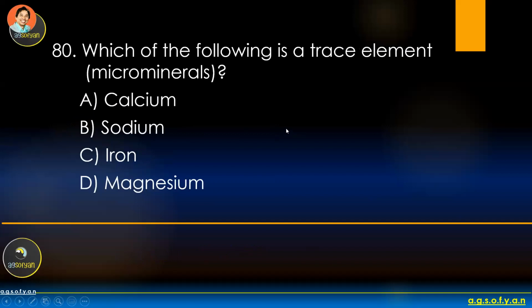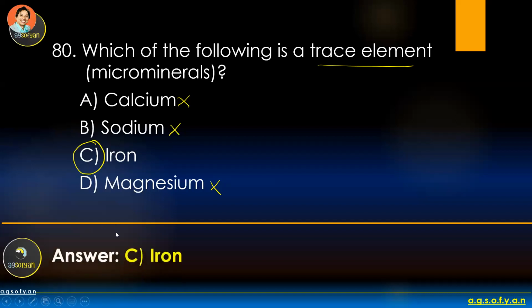Okay, which of the following is a trace element or micro mineral? We need it in a small amount. So we already mentioned sodium, we need it a lot. We also need a lot of calcium, therefore it is not a micro mineral. And we also need a lot of magnesium. The one that we need less, the trace element, is iron over here. So the answer will be iron.